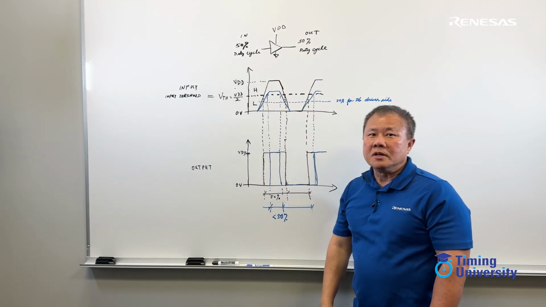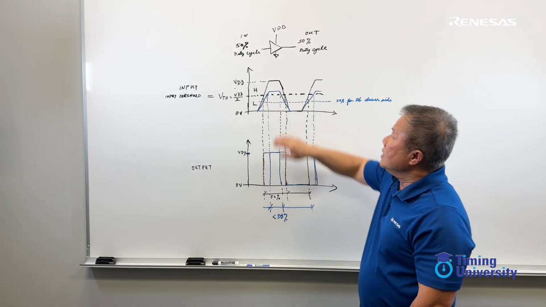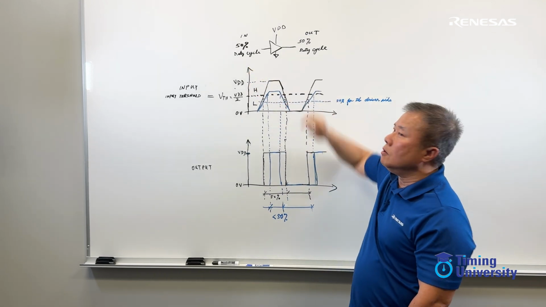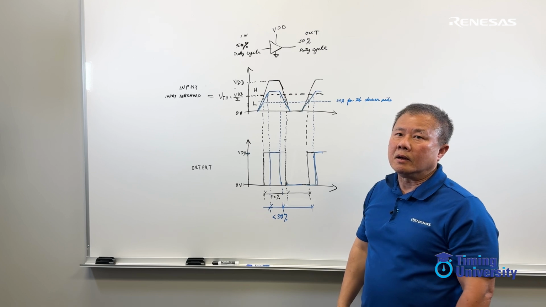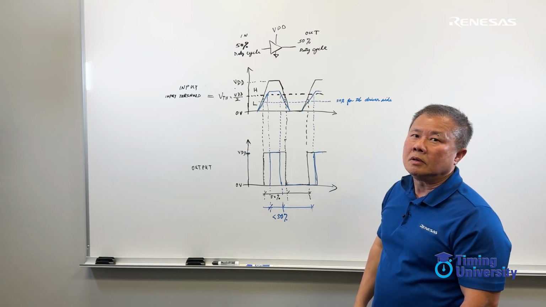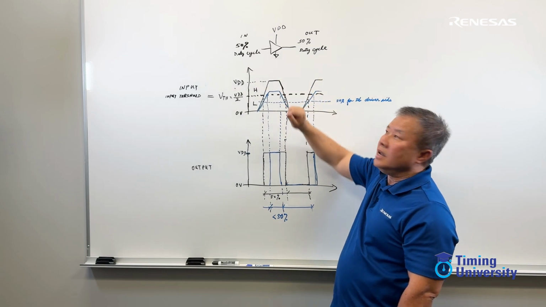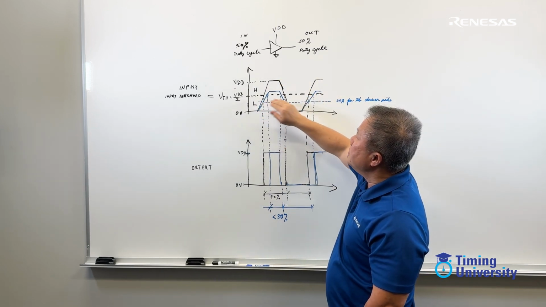But we have customers who report that they have a perfectly 50% duty cycle input, but they only get 20% or 30% duty cycle. So to explain that, we start from the very basics of the buffer input.